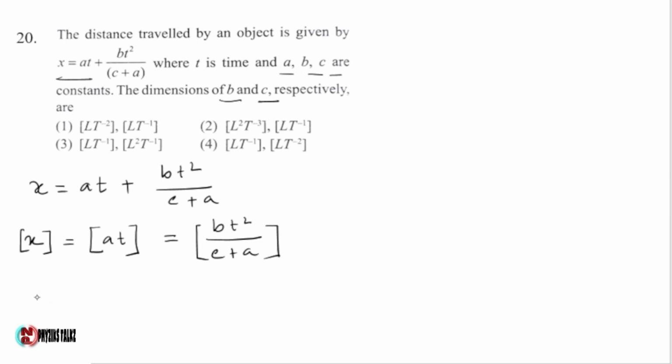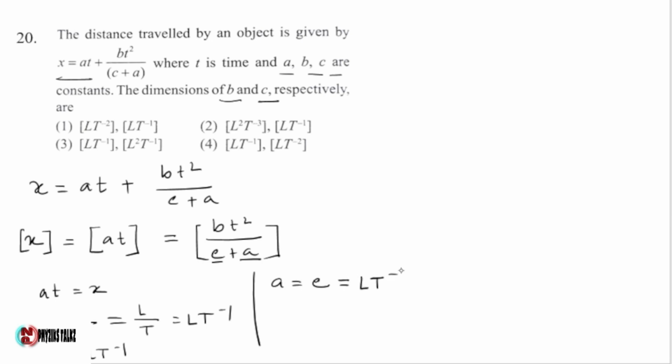From this we have at equals x and a equals x by t, which gives L by t or LT minus 1. So the dimensional formula of a is LT minus 1. Now a and c are added, so these have the same dimensional formula. So a equals c equals LT minus 1. So c has the dimensional formula LT minus 1.